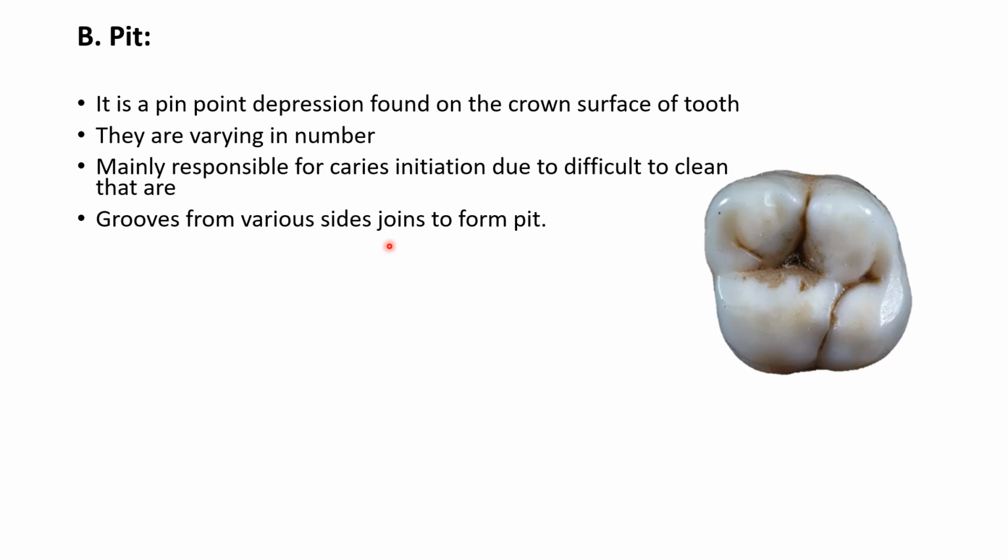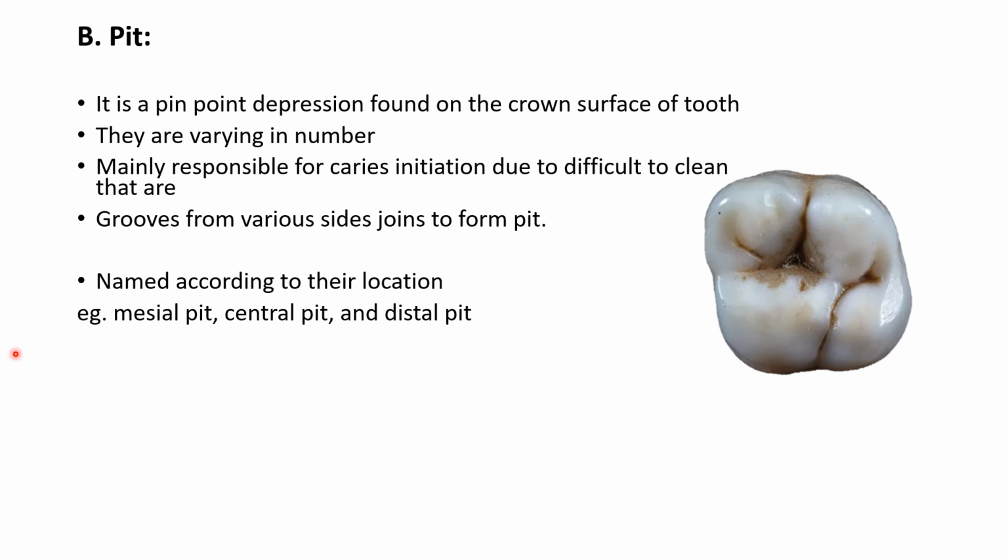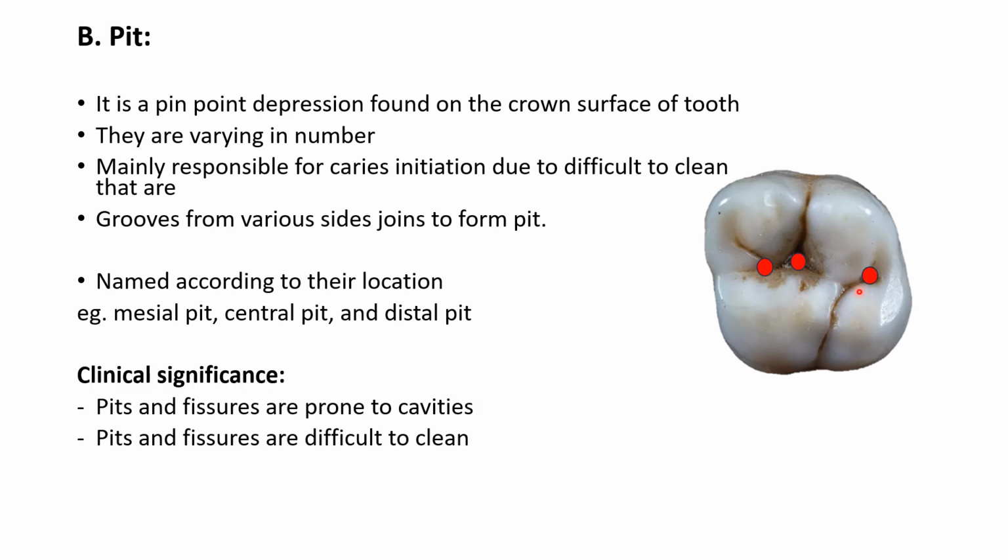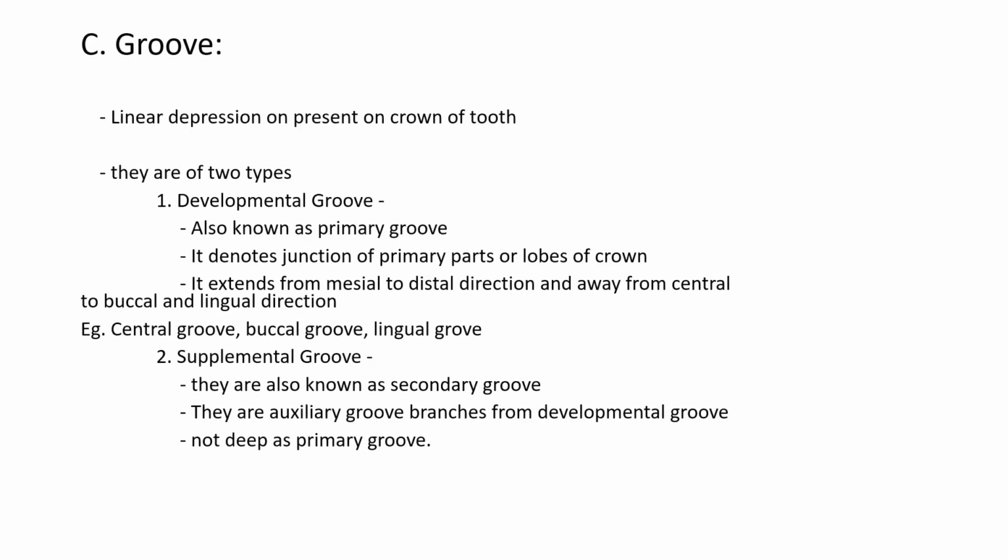Grooves from various sides join to form a pit. These are the grooves which join to form it. This side groove and this side groove, if they join, there is formation of a pit. The names of these pits are again according to their location. If you see the mesial pit, this will be the mesial pit of this crown, this will be the central pit, and this will be the distal pit of the crown.